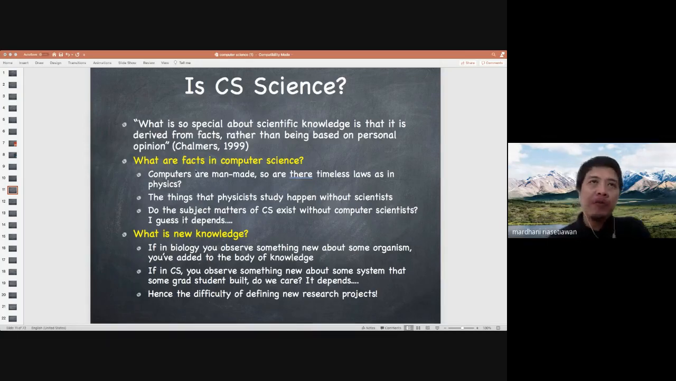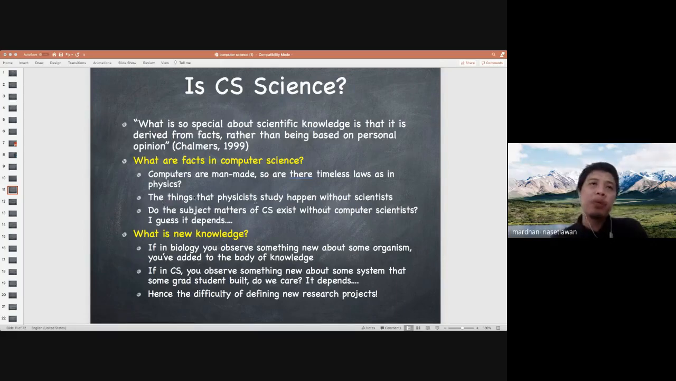Okay, so what are the facts in computer science? Computers are made by humans, actually. So here, there are also timeless laws as in physics. Computers, as with physics, you can see are changing, not every year, but maybe every 3 months or even 1 month. I think we have a lot of models in computers. You can see it in the smartphone, for example. It also happens there. So the things that physics studies happen without scientists.